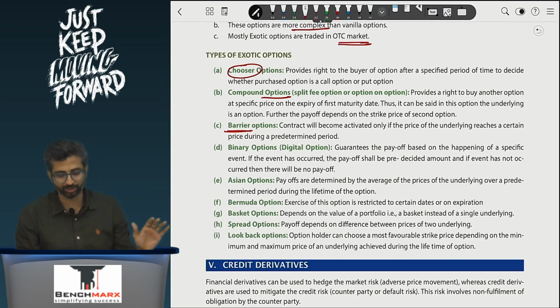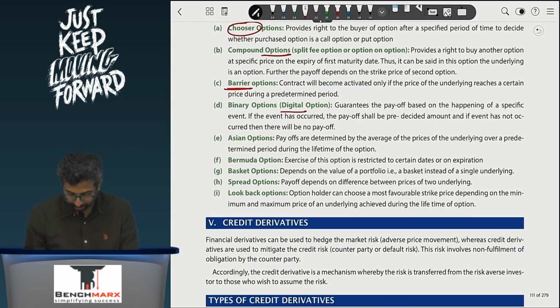I am not going to wait for 10 years. It will be immediately exercised. If a barrier is crossed, then the option is immediately exercised. You don't wait for the expiry. Binary options, also called digital options. Binary means 0 or 1 typically. Or what does binary mean? One of the two things can happen.